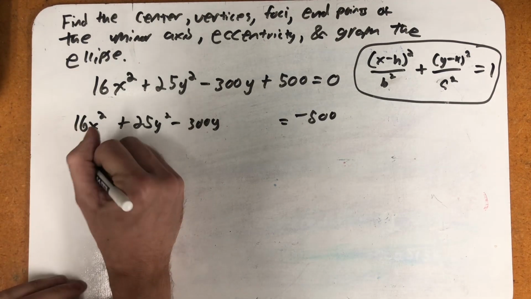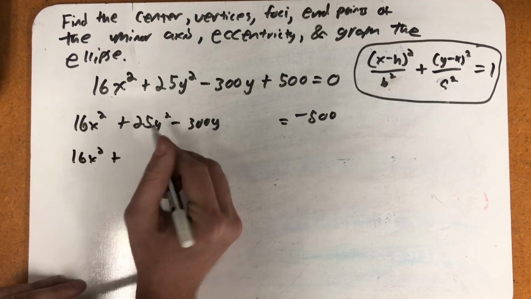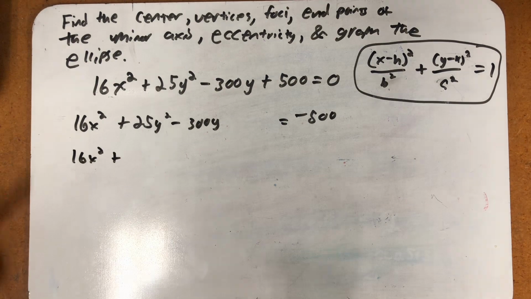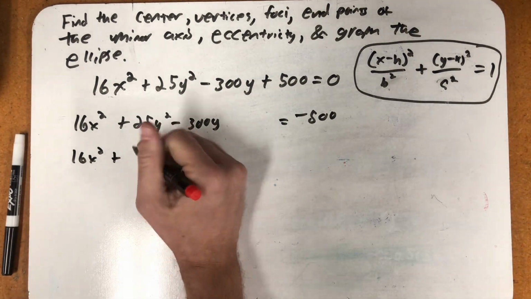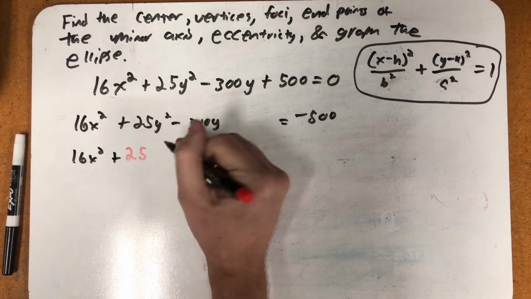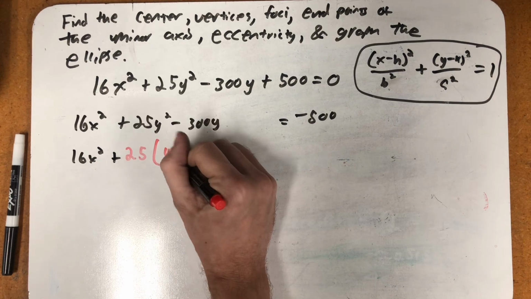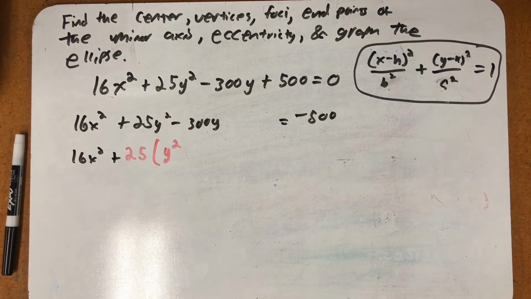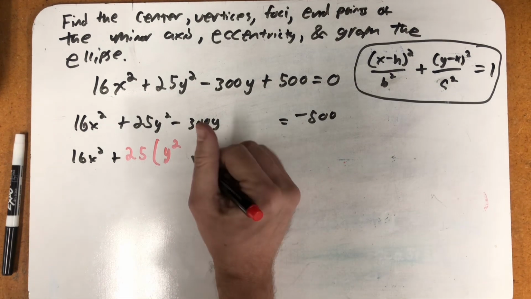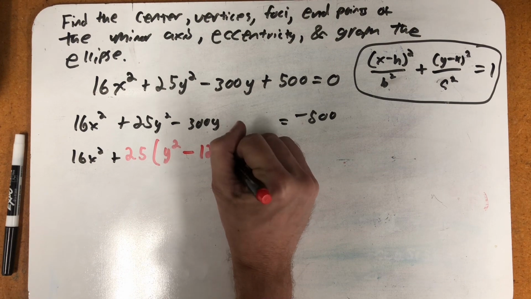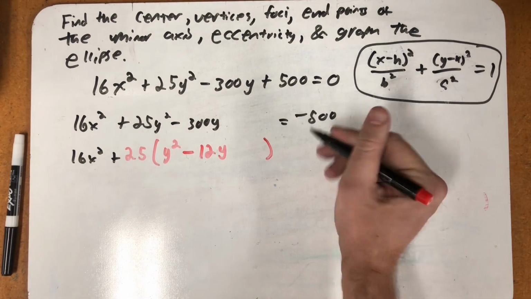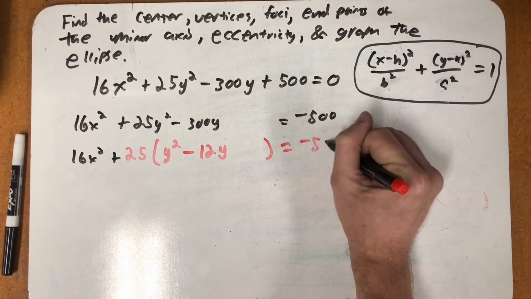Well, what I have to remember now is that when I'm completing the square, I need the coefficient of the square term to be 1. So I'm going to factor a 25 out from both of these terms. All right, and some of you are screaming at me right now what 300 divided by 25 is, and I did just cheat and use my calculator, and it is 12. All right, equal to minus 500.